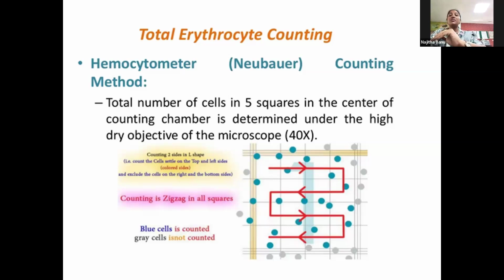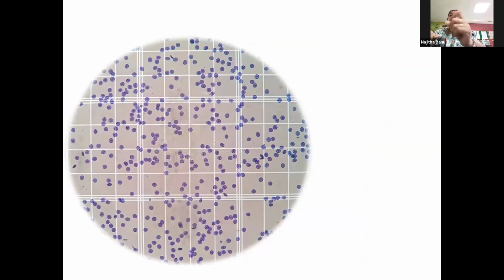40x means the size of the cell will be magnified. Okay, see, this is what we observed under the microscope. The cells look like this. Now, in this corner you have to count. The three-line border indicates you have to count only the cells present inside the three-line large squares.